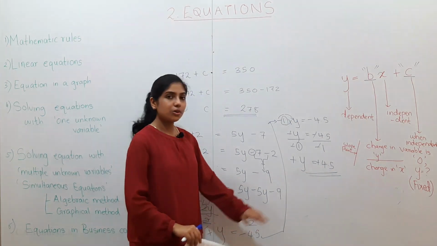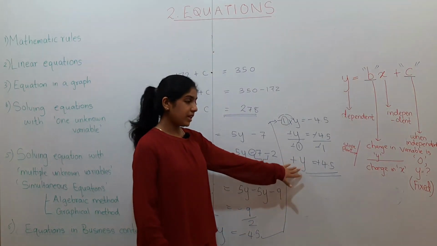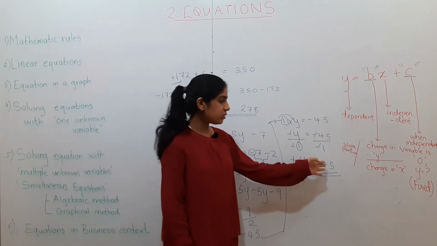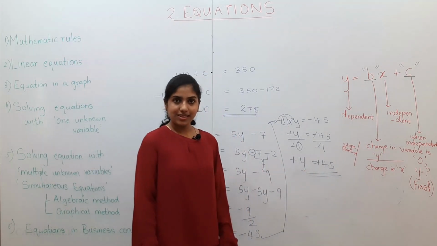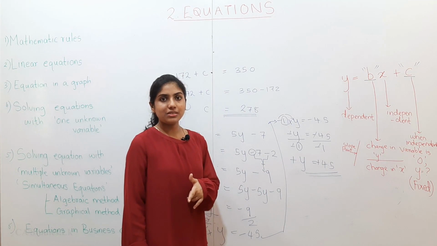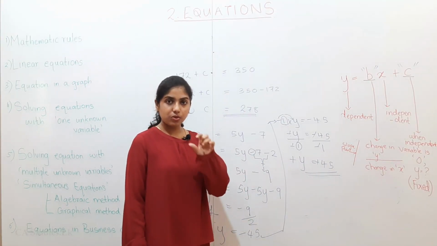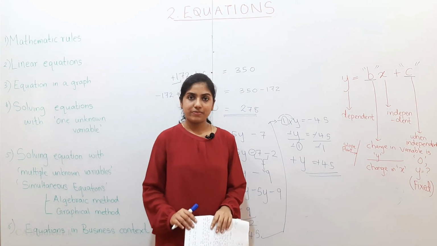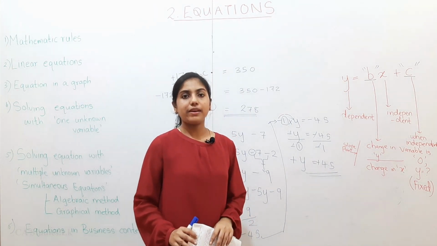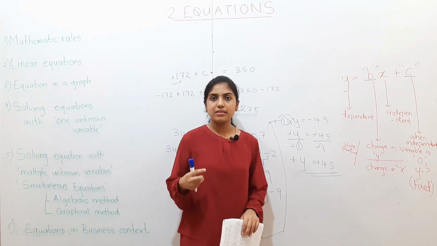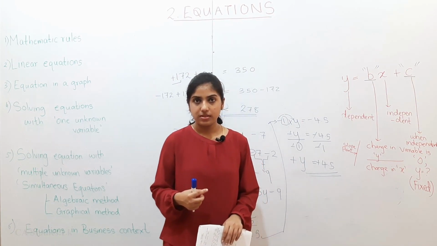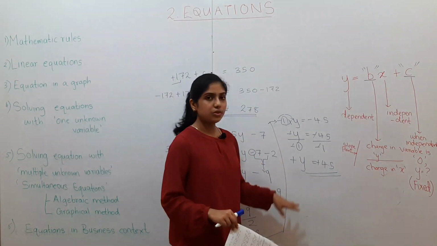And this is how, in the paper, they might give you minus 4.5 as the answer. So see how important it is for you to know which sign it should be. That's why I told you all to memorize the mathematical rule. And this is how you apply it.